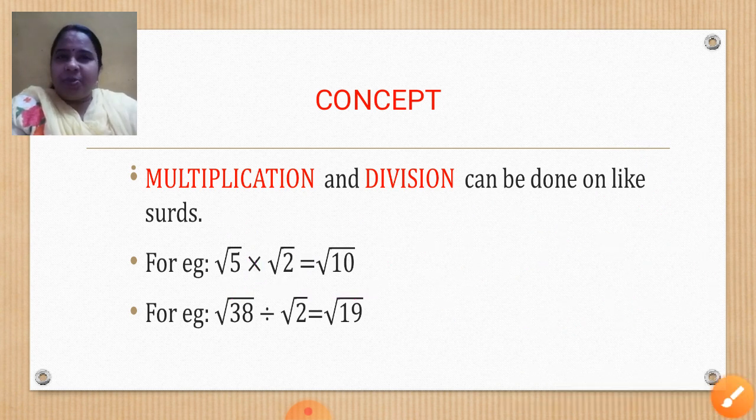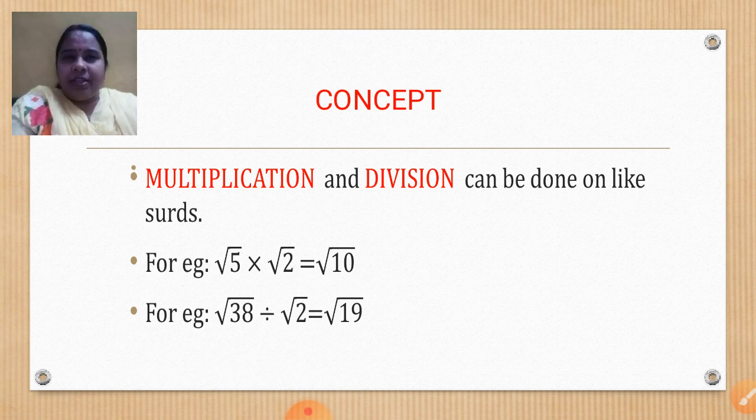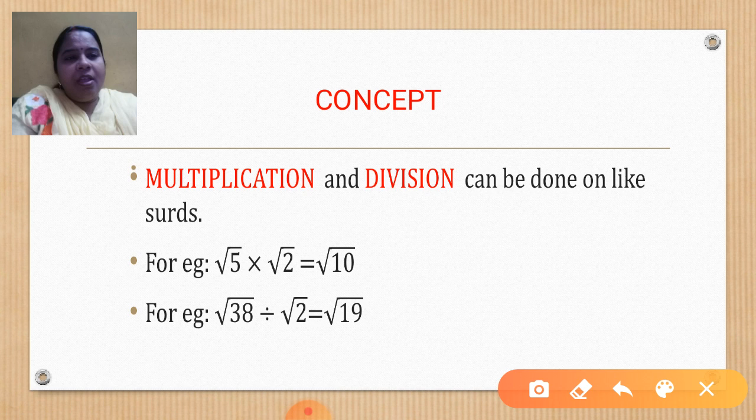I hope this concept of multiplication is clear to you. What is important is the order should be same. If the order is same, they are like surds, then we can multiply the numbers written inside the radical sign. Now see the next example of division. Root 38 divided by root 2.